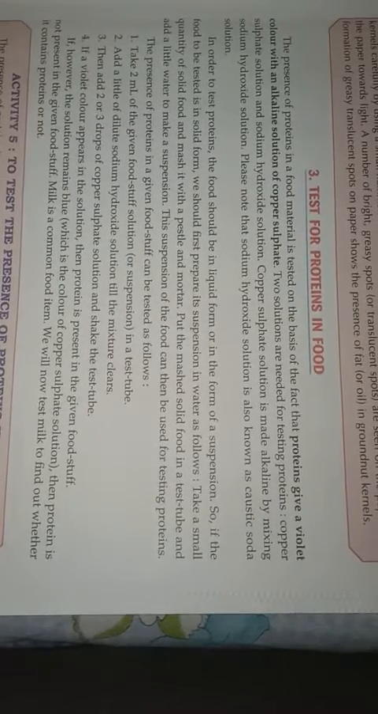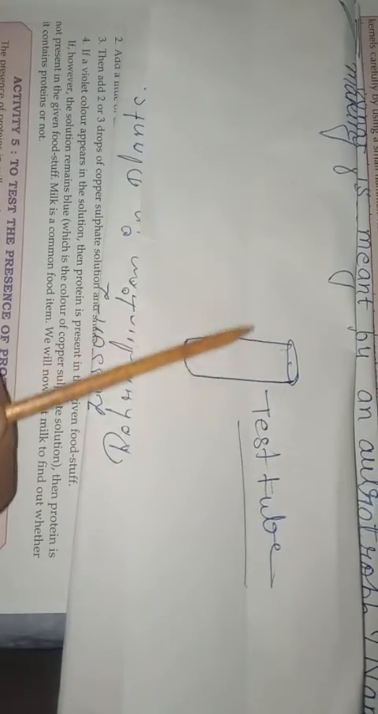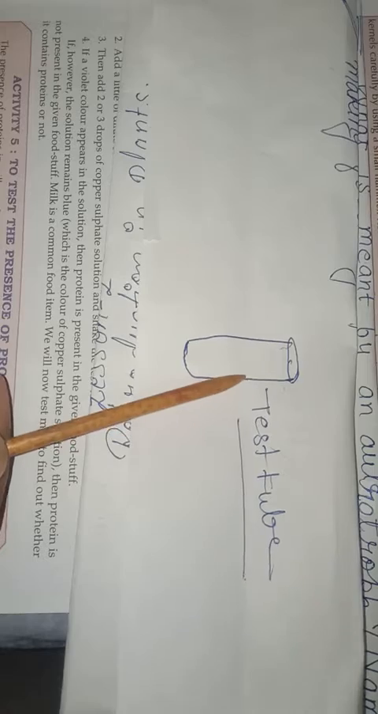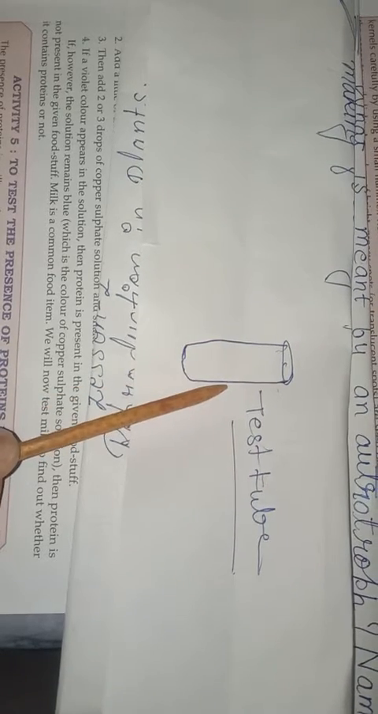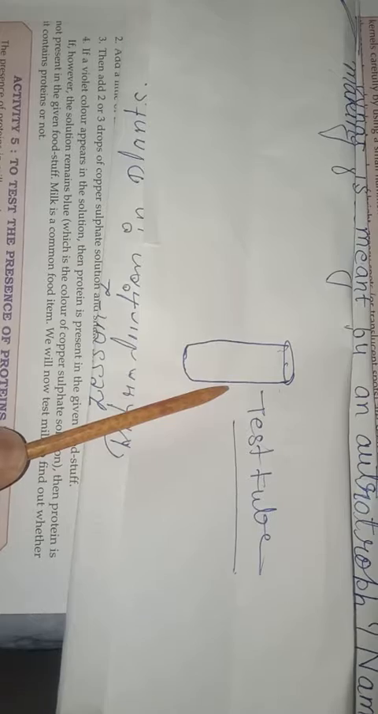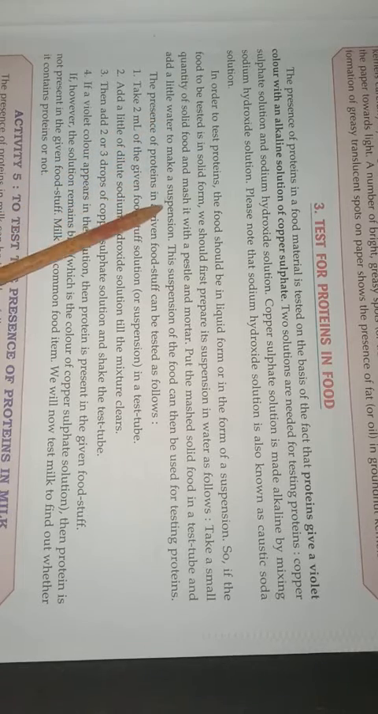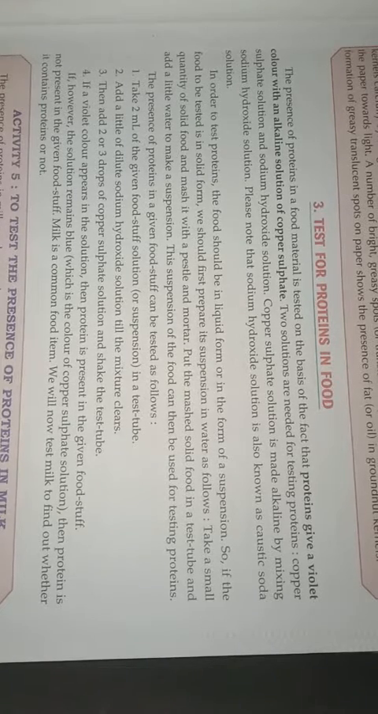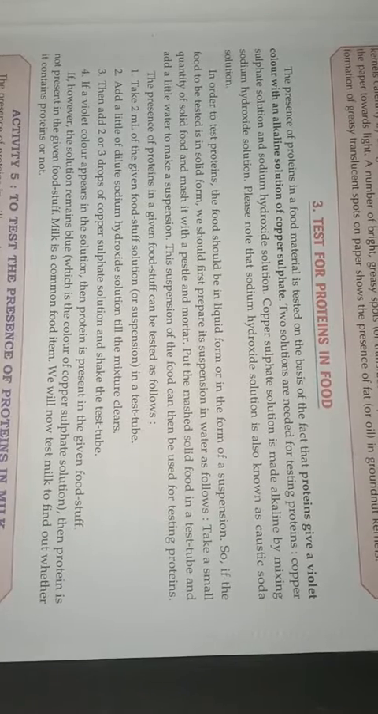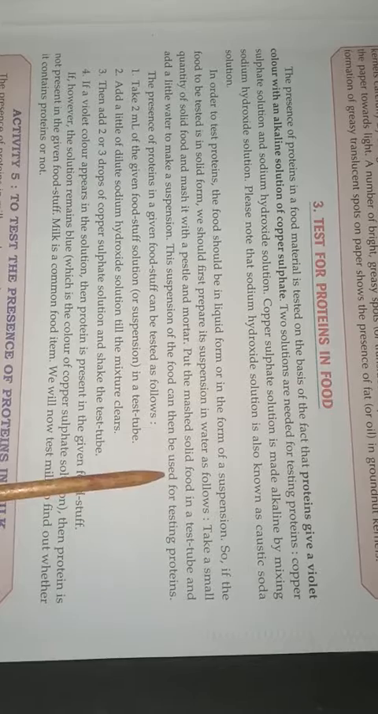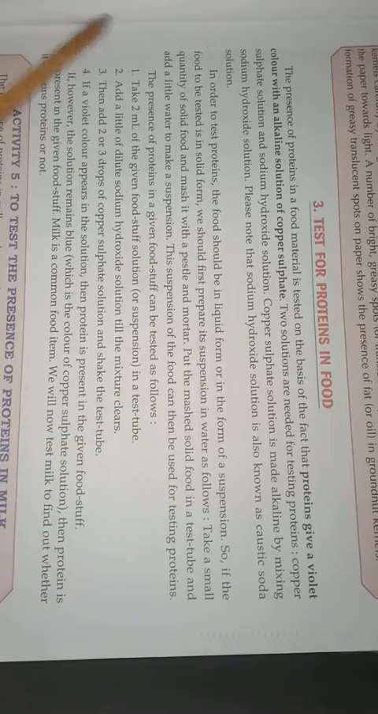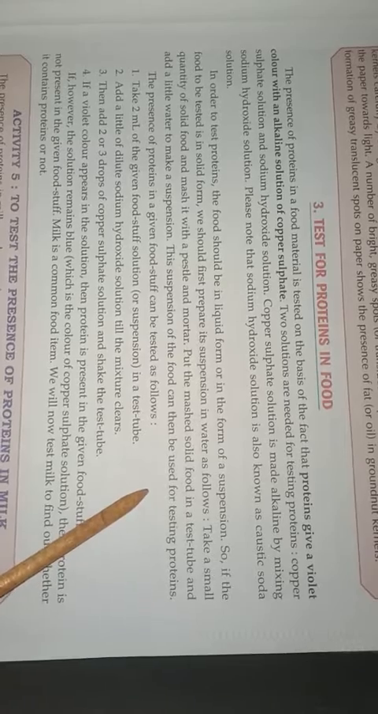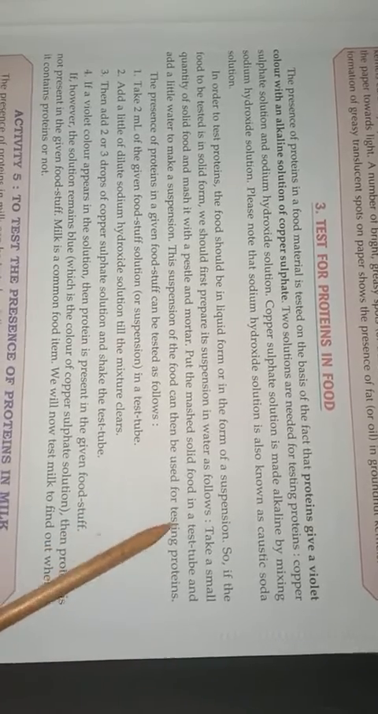I want to show you the diagram of a test tube. This is the diagram of a test tube that you can see in your school lab also. Understood? We put the mashed food in the test tube and add a little amount of water to make a suspension. This suspension of the food can then be used for the testing of protein. Now see what steps we have to follow.